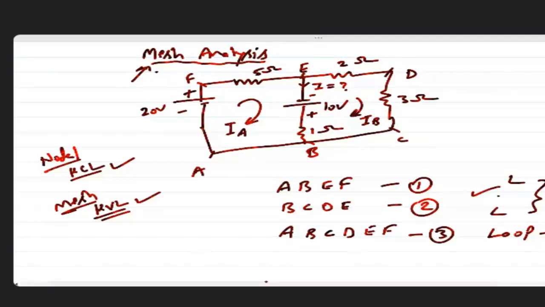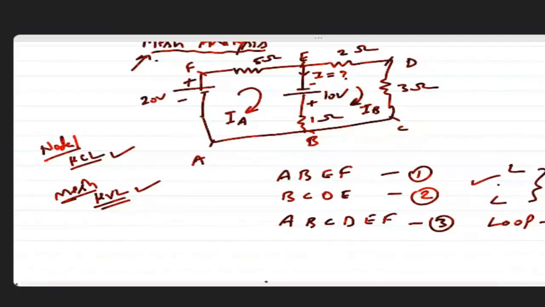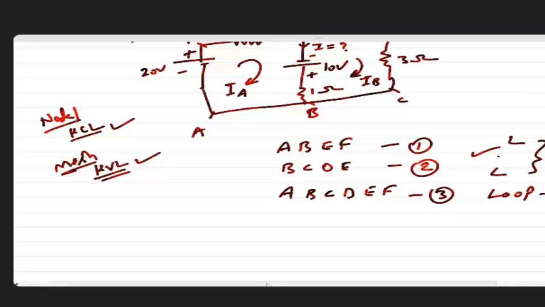So before writing the KVL equations for mesh A and mesh B, you should know what KVL is. KVL stands for Kirchhoff's voltage law, which says the algebraic sum, again algebraic sum because we are talking about DC, of all the voltage drops in a closed loop is equal to 0.